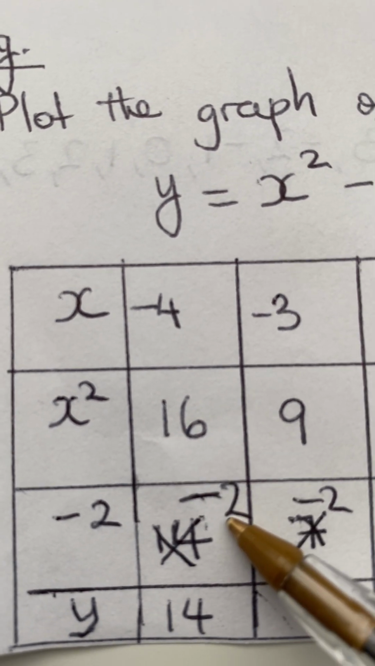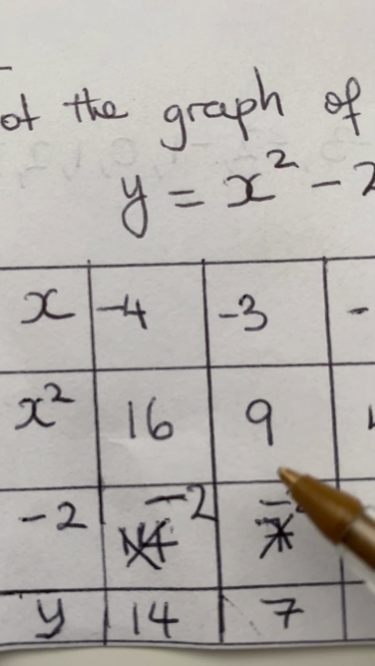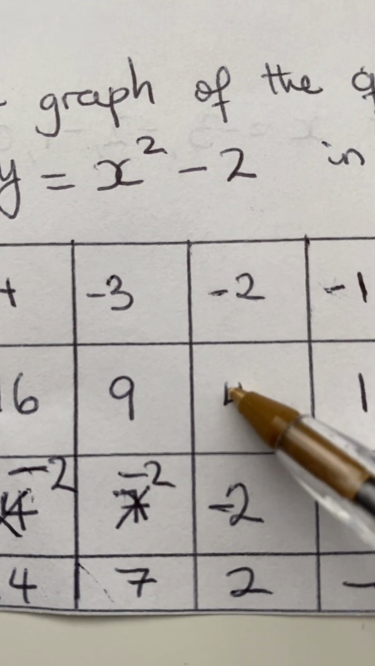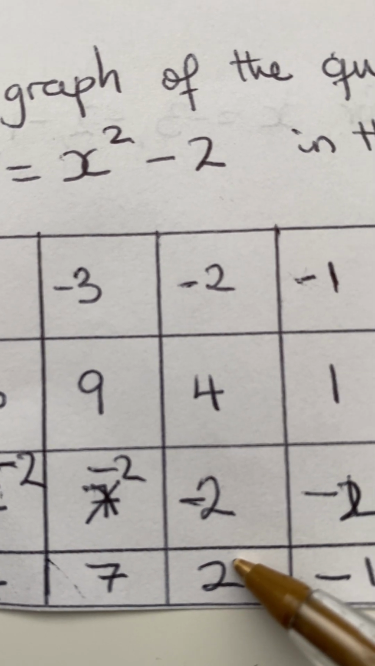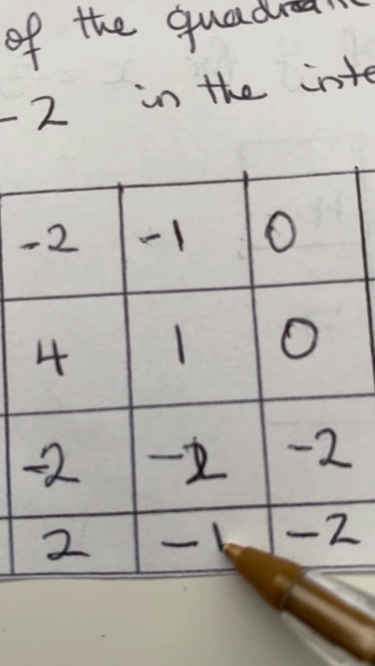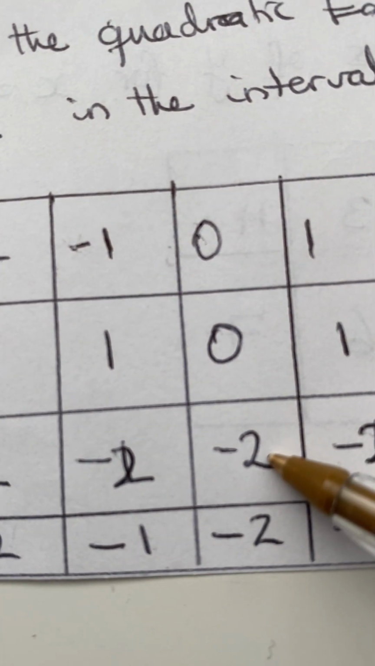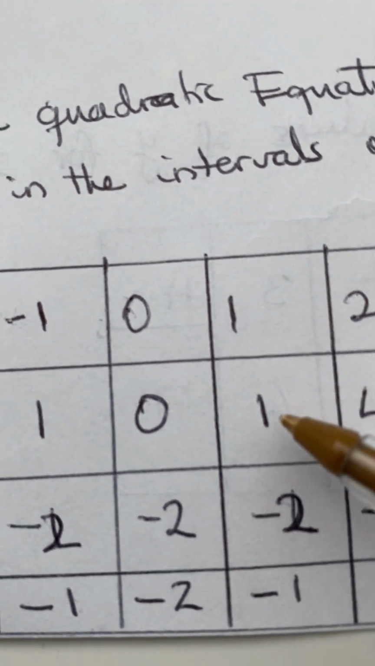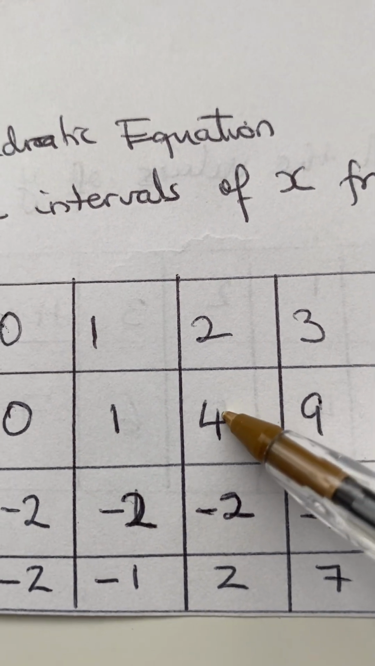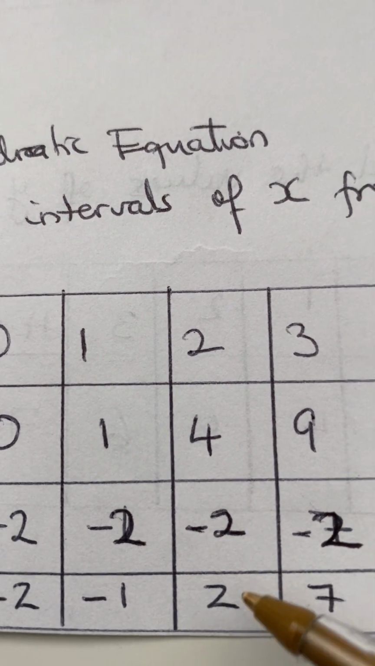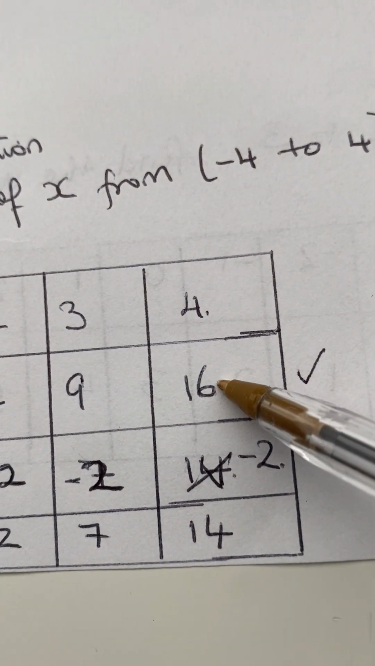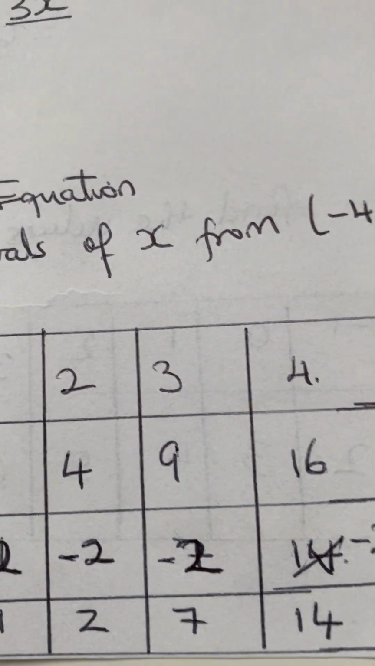So 16 minus 2 is 14. 9 minus 2 is 7. 4 minus 2 is 2. 1 minus 2 is minus 1. 0 minus 2 is minus 2. 1 minus 2 is minus 1. 4 minus 2 is 2. 9 minus 2 is 7. 16 minus 2 is 14.